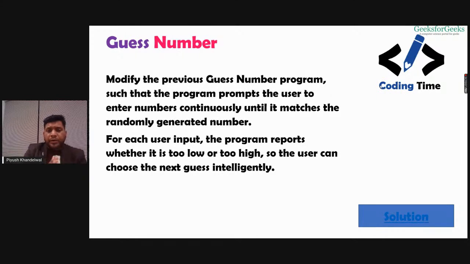But what I want is for the user to keep on guessing until he is able to make the correct guess, and our program should tell him whether his guess is low or high so that he can choose the next guess intelligently, right? So we are going to repeat this task of asking the user to input the guess, and we will tell him whether it's low, high, or correct. And we'll keep on doing this till the user enters the correct guess, right?